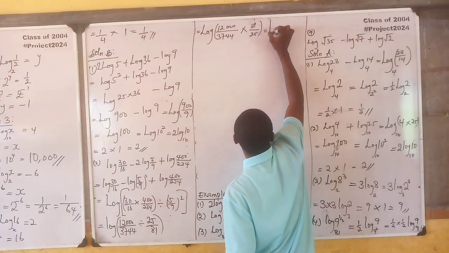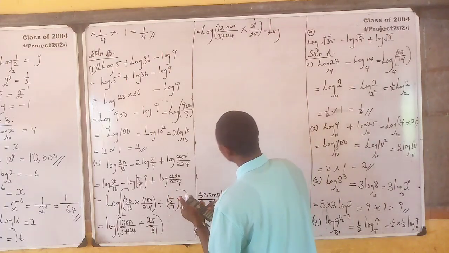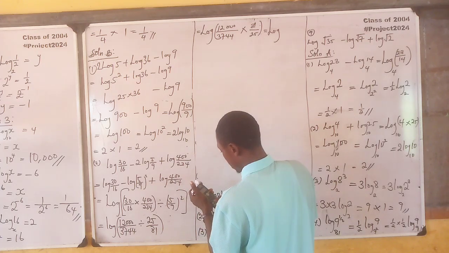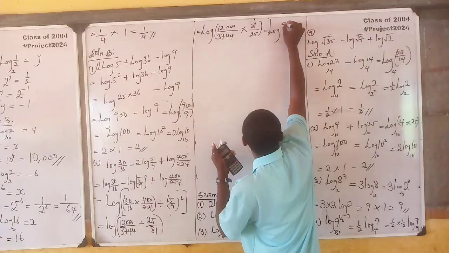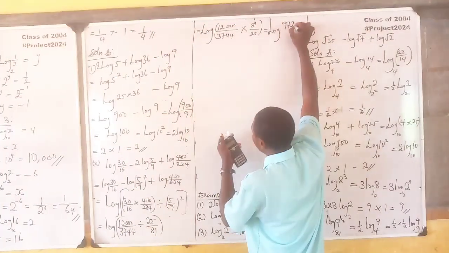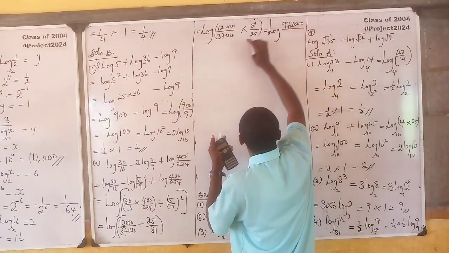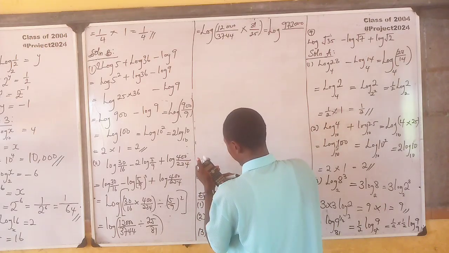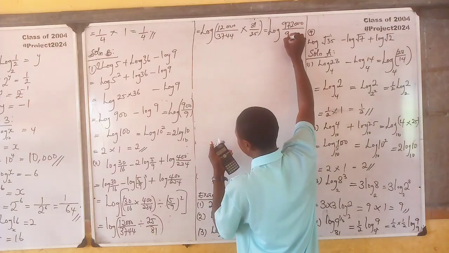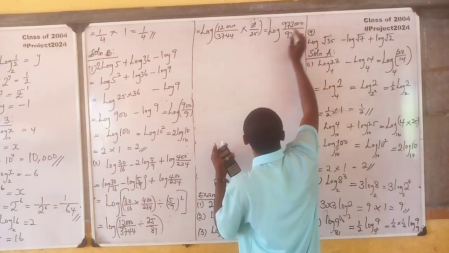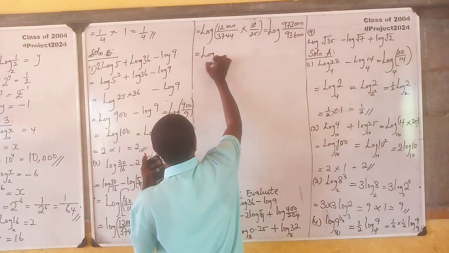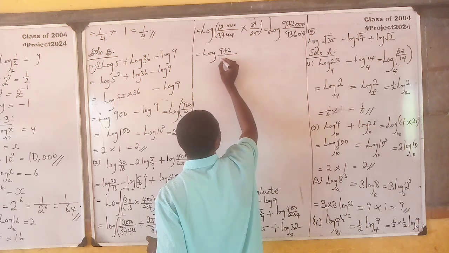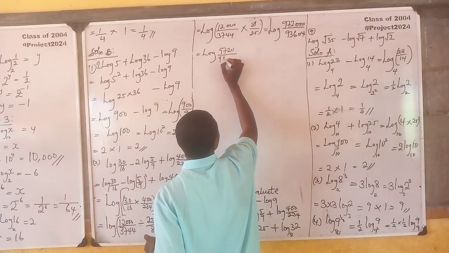This is going to be a single log of, first of all, let's multiply 12,000. 12,000 multiplied by 81 is 97200 all over 33744 multiplied by 25, which is 93600. So this is going to be equals to a single log of 0, cancel this 0. So we are left with 9720 all over 936.